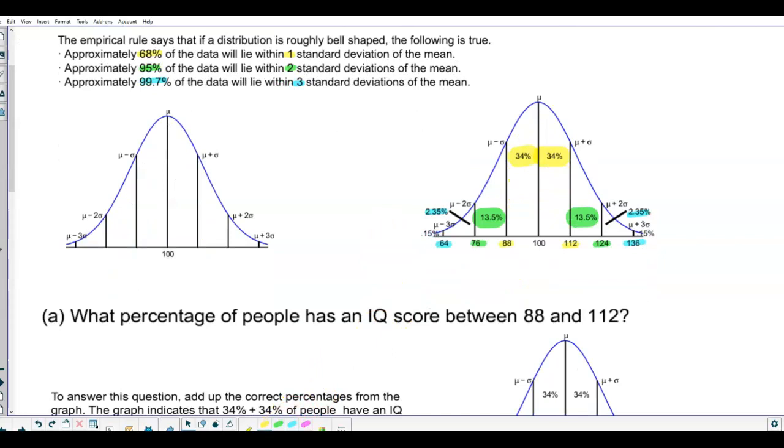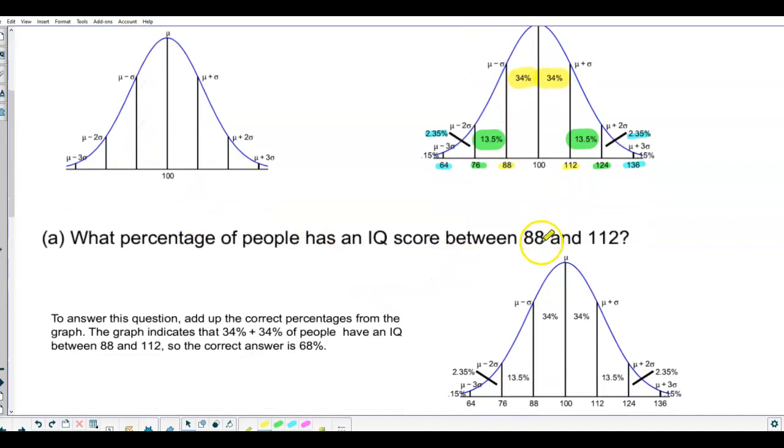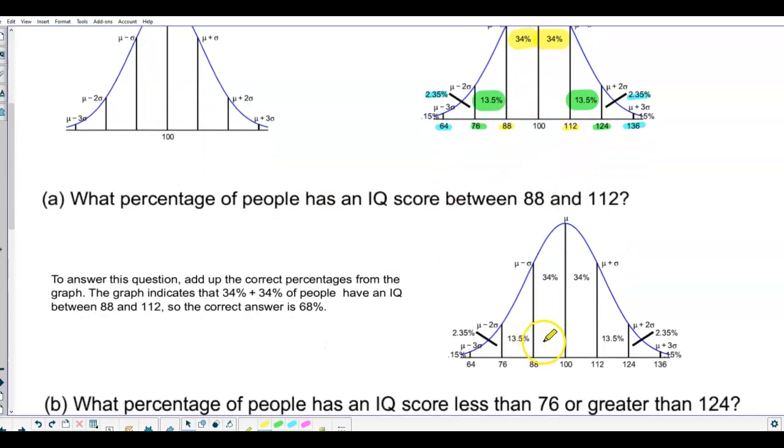So our question states for part A, what percentage of people has an IQ score between 88 and 112? So we know that here is 88, there is 112. And if we add these two percentages together, 34 plus 34, the empirical rule tells us that it's going to be 68%. So again, to answer this question, add up the correct percentages from the graph. The graph indicates that 34 plus 34 percent of people have an IQ between 88 and 112. So the correct answer is 68%.